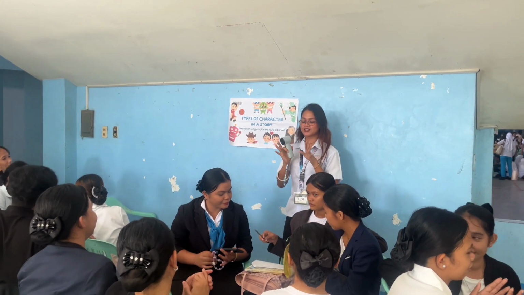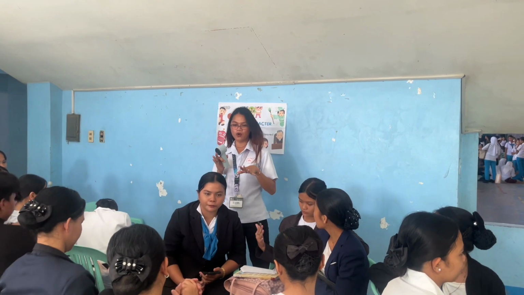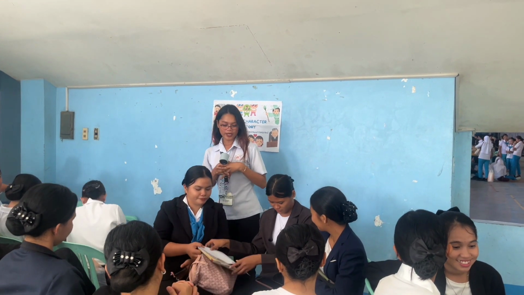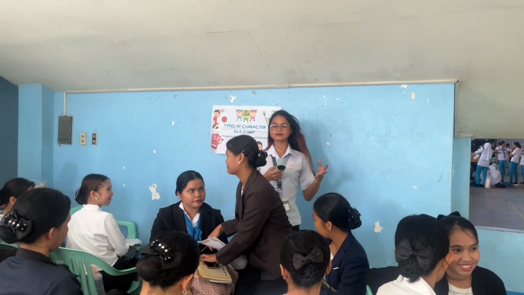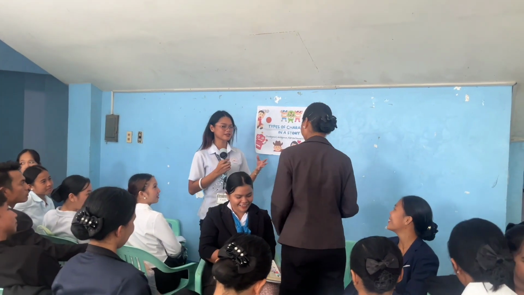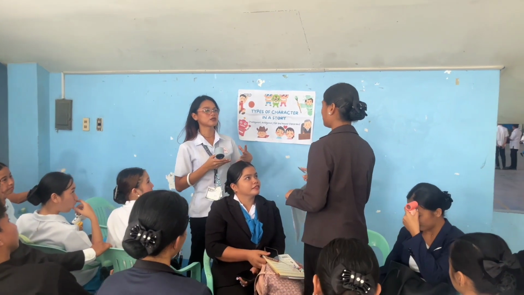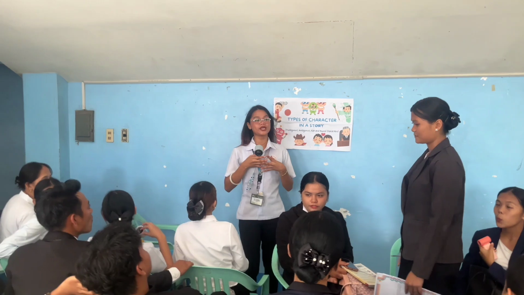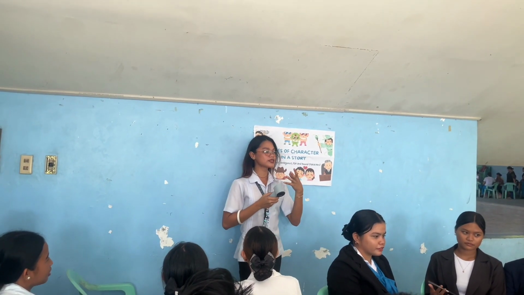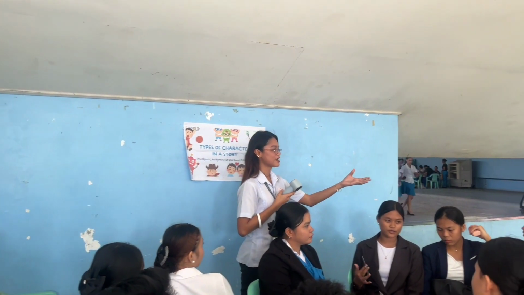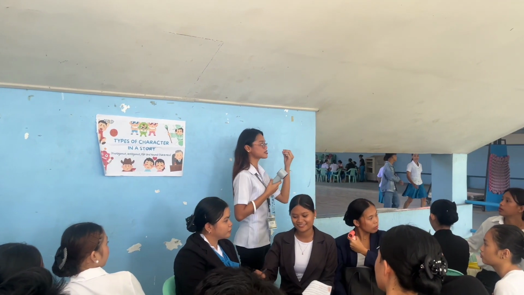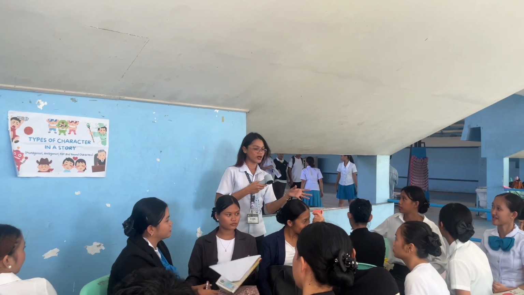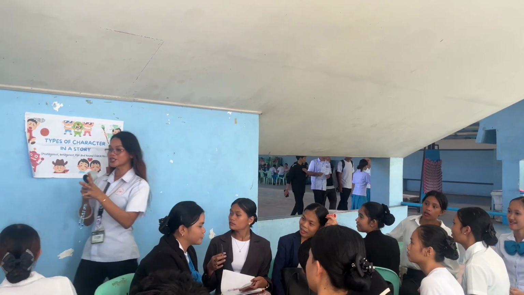For the next, who is the antagonist? So we have group 2. Can anybody from the group answer? Who is the antagonist? The antagonist is the stepsister, according to group 2. Is it correct? Group 3: the antagonist is the stepmother or the stepsister. Do you have another answer?